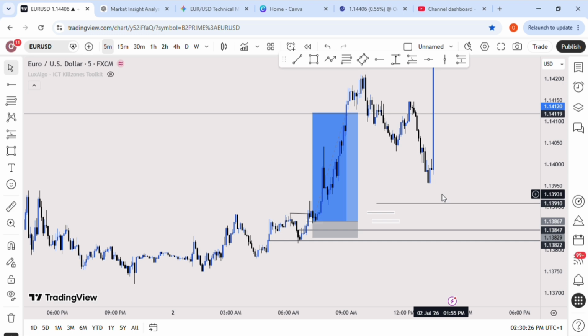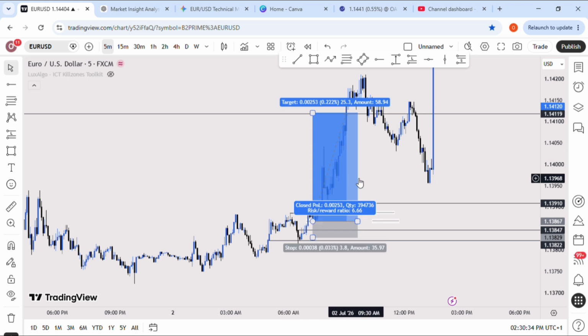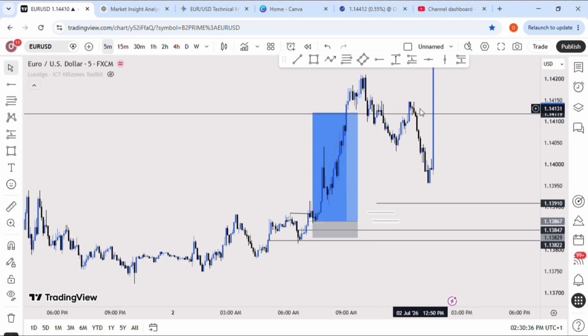After I get the model 1 entry, price didn't tap me in. Price gave me an order flow movement. Then I followed the order flow movement, and price gave me a clean 1:6 risk to reward ratio trade. That is it. As simple as that.